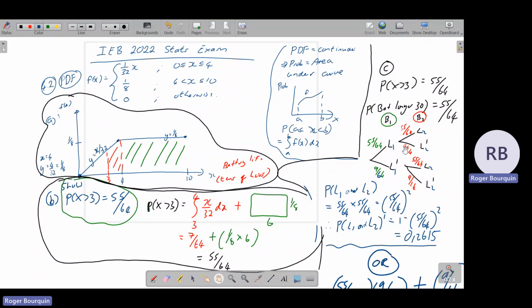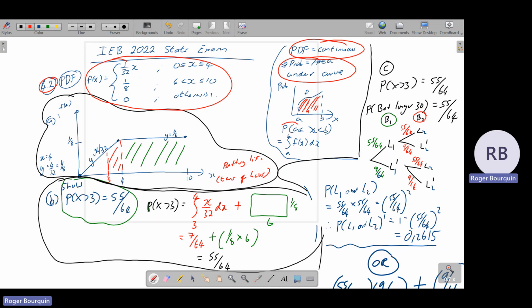All right, guys, we're going to look at the 2022 IEB paper question 4.2. First of all, we're working with a probability density function. Remember, a probability density function is for continuous data, as opposed to a probability mass function, which is for discrete. The important thing to remember about probability density functions is that, just like in a normal distribution table, the probability is the area under your curve.